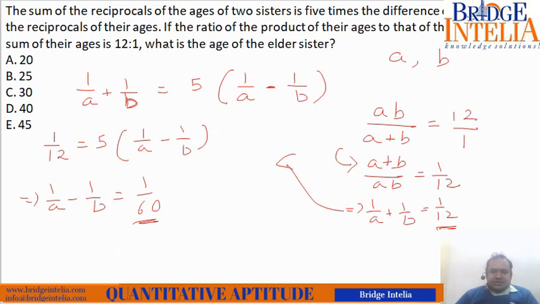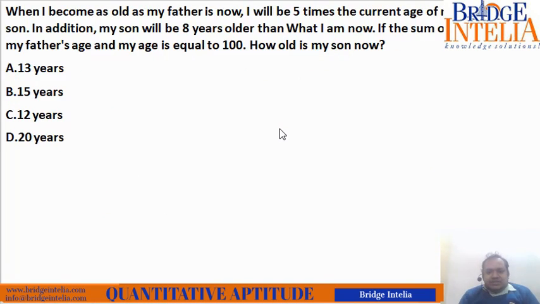So what is the question? What is the age of the elder sister? The age of the elder sister is 30 years. So this is a very, very good question. If you like, you can try on your own.